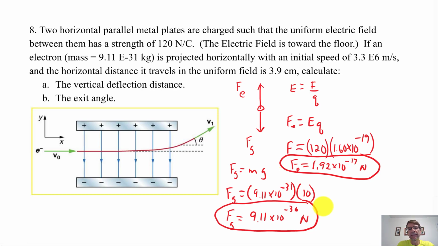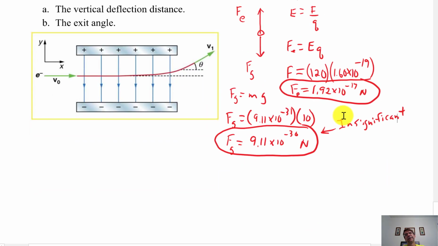This one here is insignificant. I can't really add or subtract it to the 1.92. So the net force is really the electrical force. It's really the only significant force. And then F net equals ma, well, the electrical force is the net force. Subtract that 9.11, it doesn't change it. The net force is the upward force.